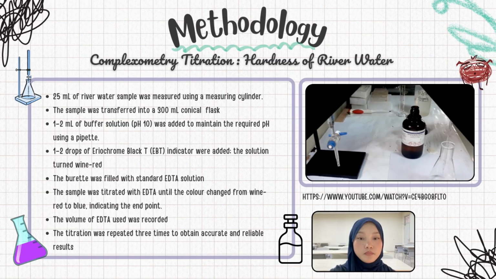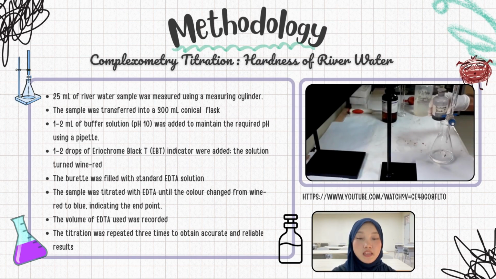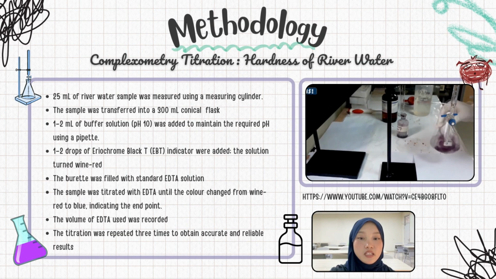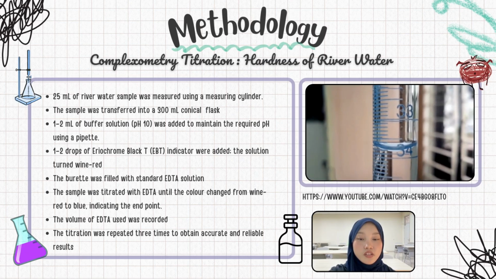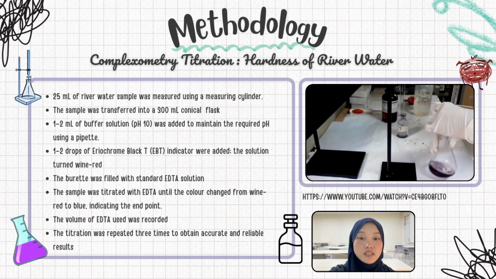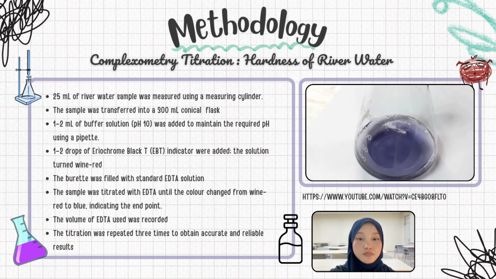Then, 2 drops of EBT indicator were added and the solution turned wine red, indicating the presence of calcium and magnesium ions in the sample. The burette was filled with standard EDTA solution and the sample was titrated slowly. During titration, EDTA binds with calcium and magnesium ions more strongly than the indicator. At the endpoint, the color changed from wine red to blue.